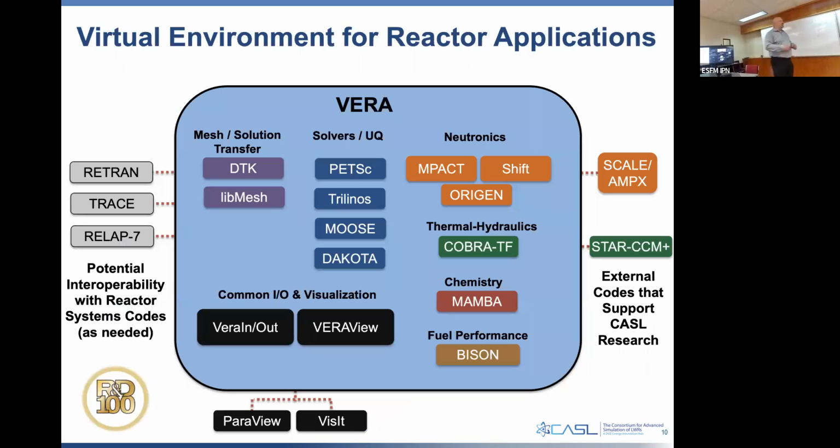So the infrastructure for doing all of this looks like this. Impact code is one of the neutronics capabilities. It's just the radiation transport. We have Origen, which does the isotopic depletion, and we also have a Monte Carlo code built into this. And so Impact and Shift, one is deterministic transport, one is Monte Carlo.